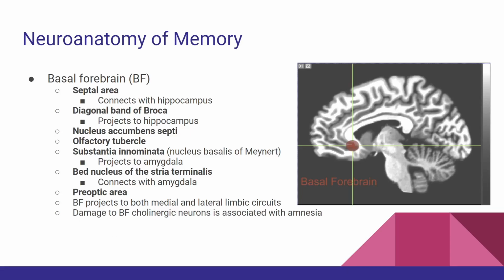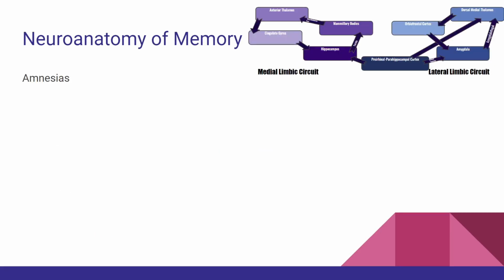And within the basal forebrain, you'll find a lot of what are called cholinergic neurons, or neurons that release acetylcholine, which is associated with amnesia when those neurons are damaged. And there's other neurotransmitter pathways like dopamine, which may also contribute to memory function. Damage to these memory systems, as mentioned before, can cause amnesias.